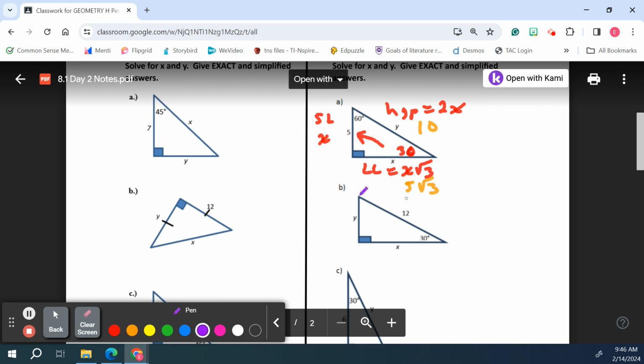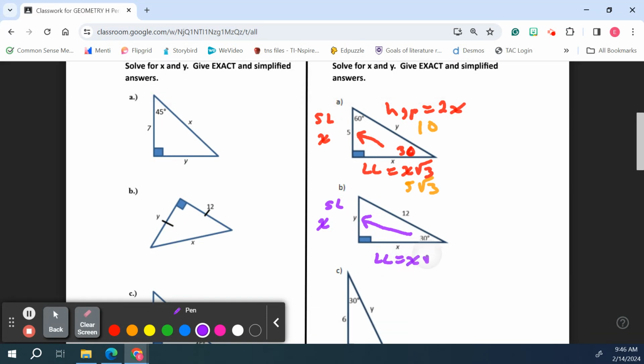Let's take a look at B. Now, are there any questions before I move on to B? Okay, so now they give us a 30-degree angle, so we know this guy right here is the short leg, so that's just like my X value. This has to be 60, so this is my long leg, and that's X times the square root of 3. And this is my hypotenuse, which is 2 times X.